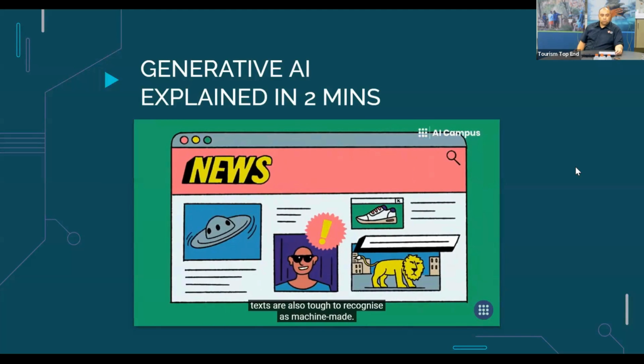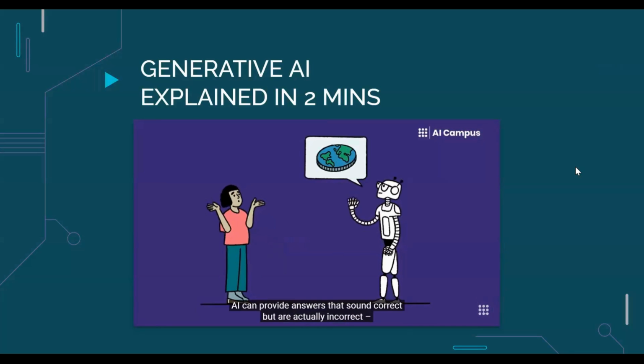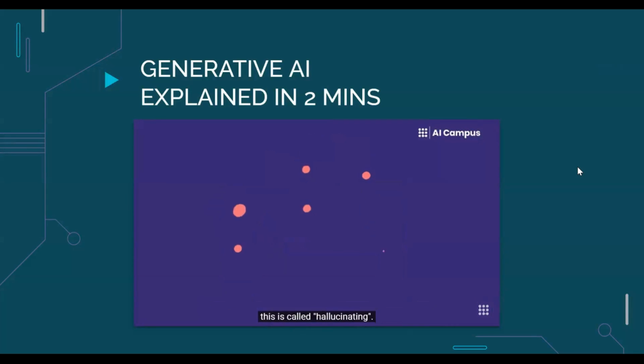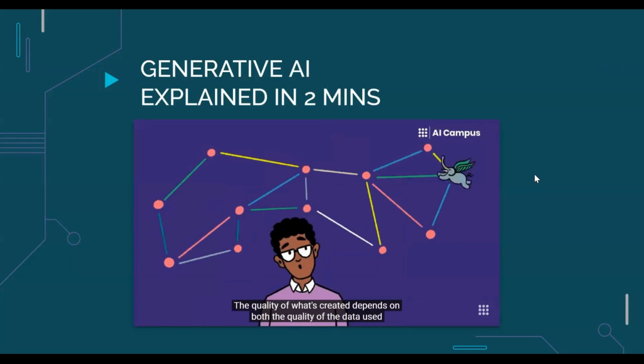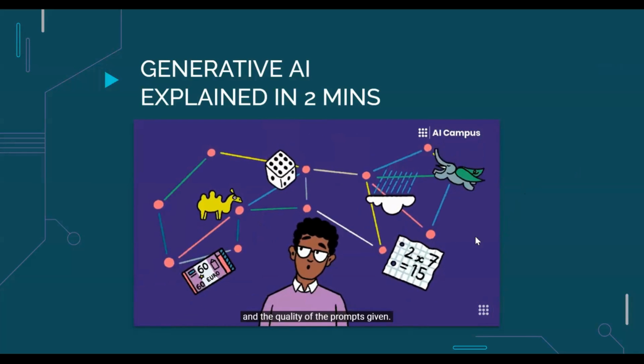AI-generated texts are also tough to recognize as machine-made. Moreover, the AI can provide answers that sound correct but are actually incorrect. This is called hallucinating. The quality of what's created depends on both the quality of the data used and the quality of the prompts given.